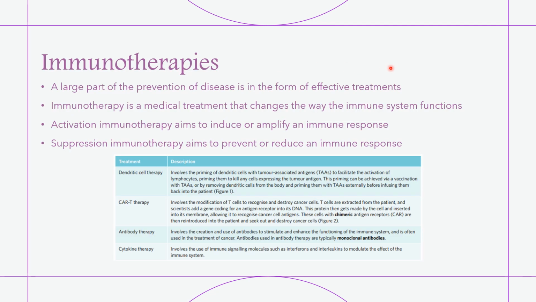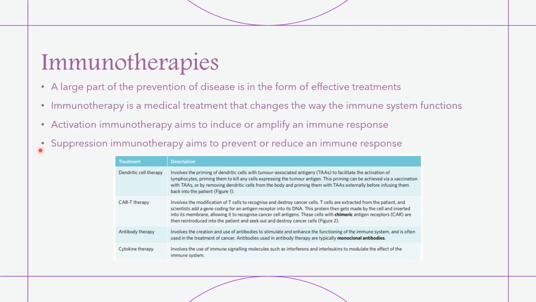When we make medical interventions that involve the immune system or manipulation of the immune system, we call these immunotherapies. So immune and then therapies, immunotherapies. A large part of the prevention of disease is in the form of these sorts of treatments. This is any therapy that changes the way the immune system functions. And there are two different types of immunotherapies that we're going to go through today.